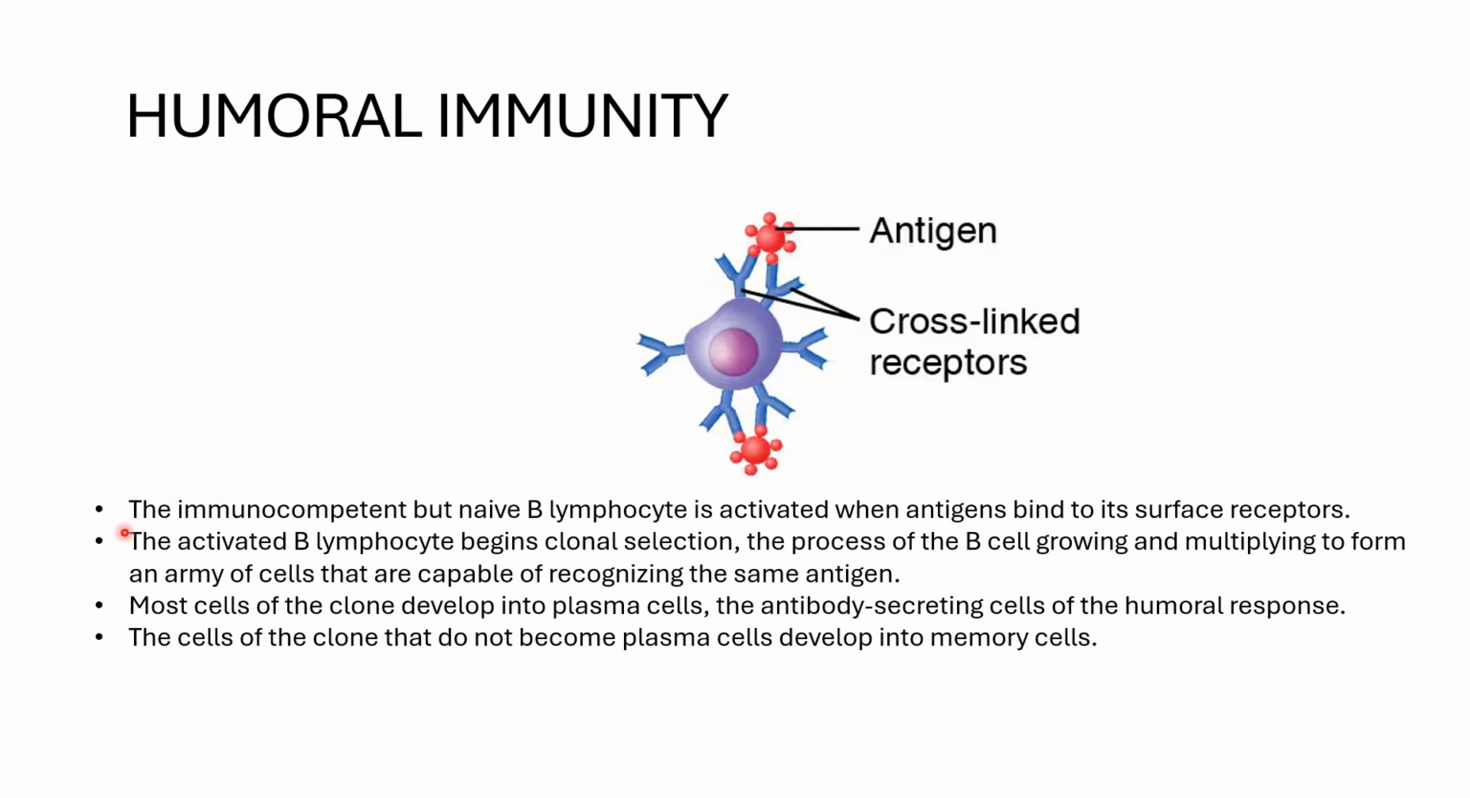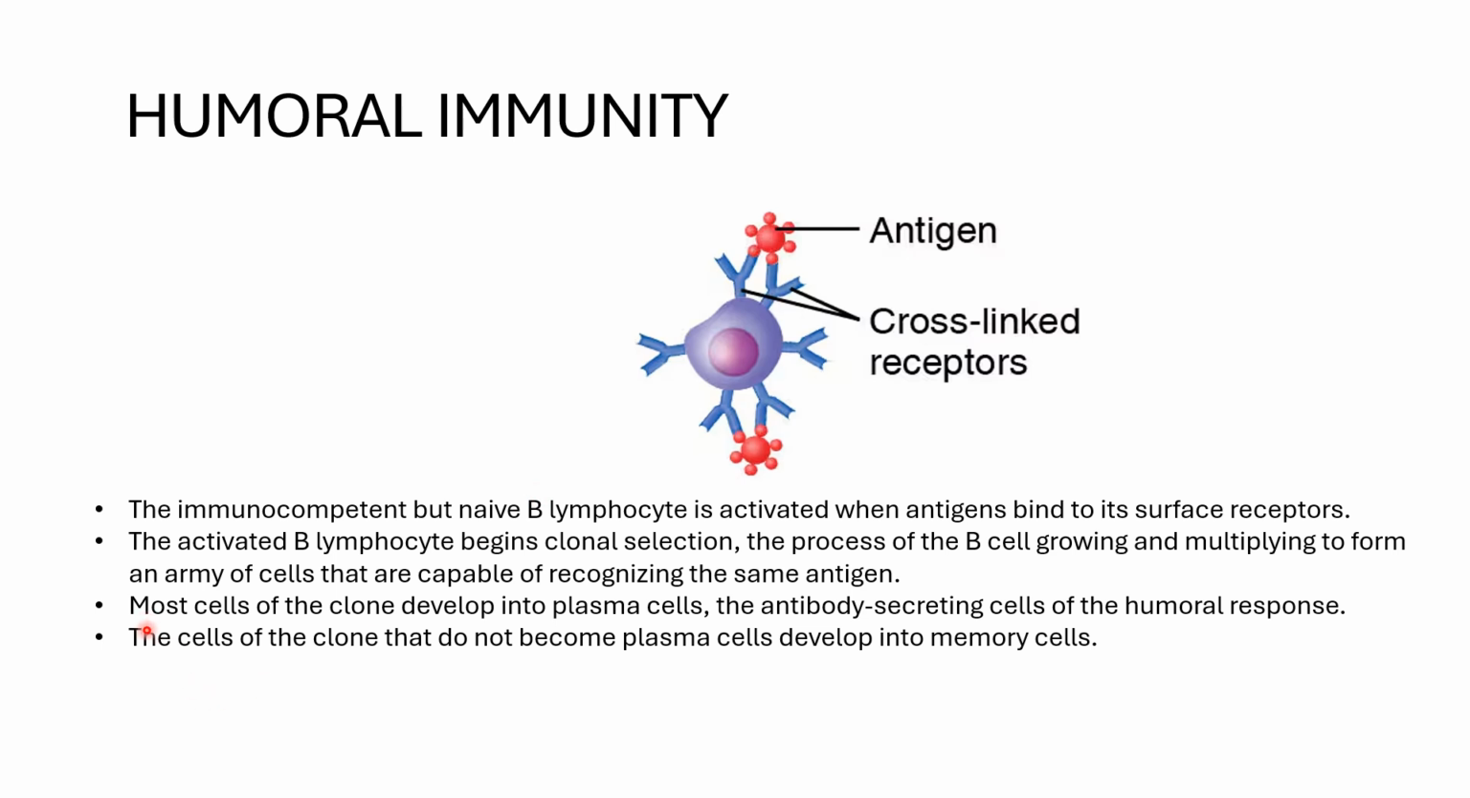And let's read from here. The immunocompetent but naive B lymphocyte is activated when antigen binds to its surface receptors. The activated B lymphocyte begins clonal selection, the process of B cell growing and multiplying to form an army of cells that are capable of recognizing the same antigen. So now it is going to grow and multiply, and all that clone is only going to make antibodies against this antigen, right? It is known as clonal proliferation of the cell.